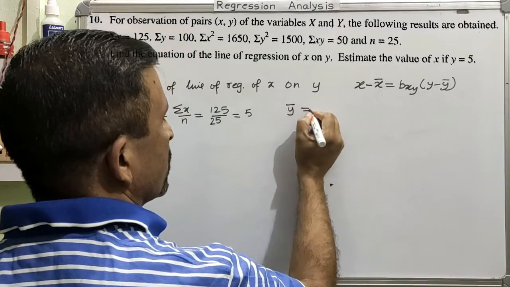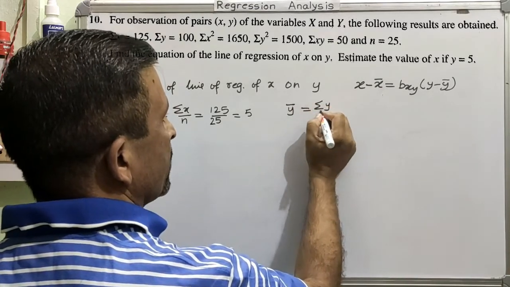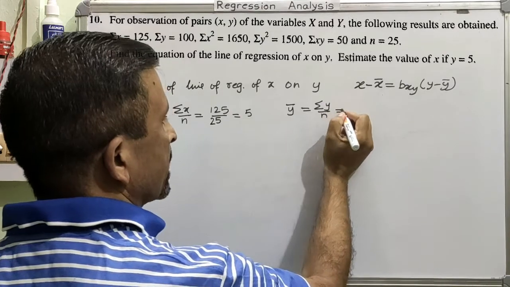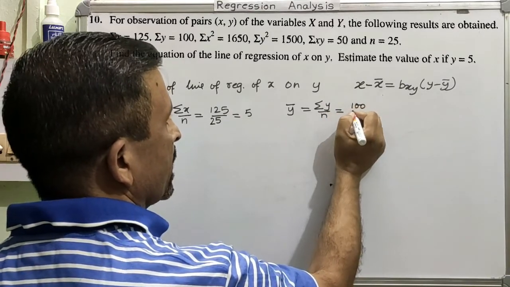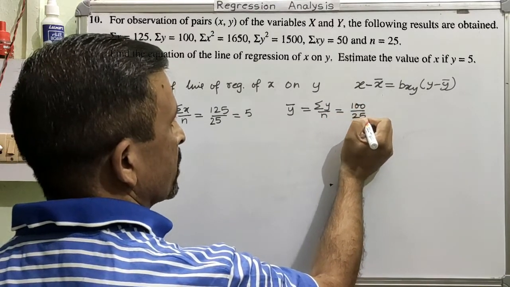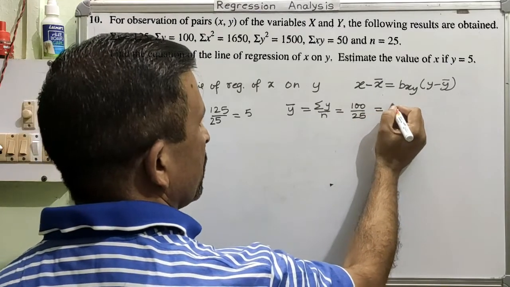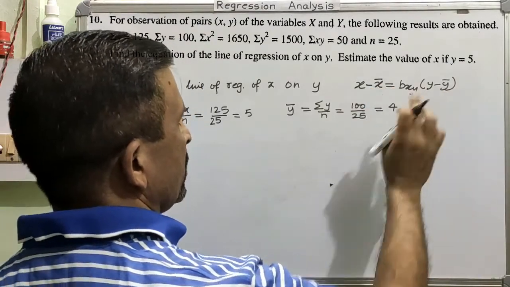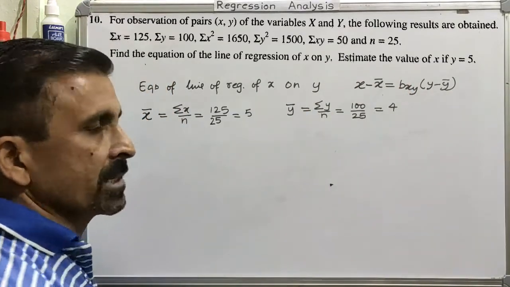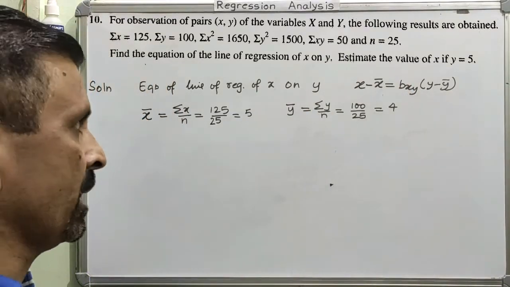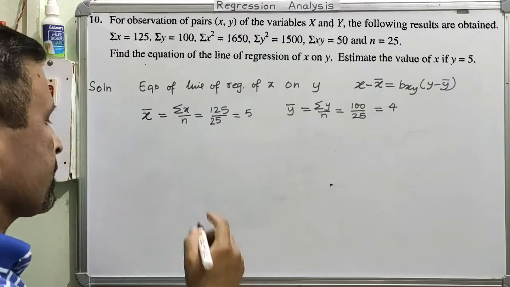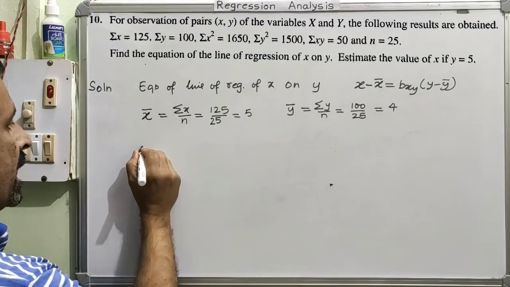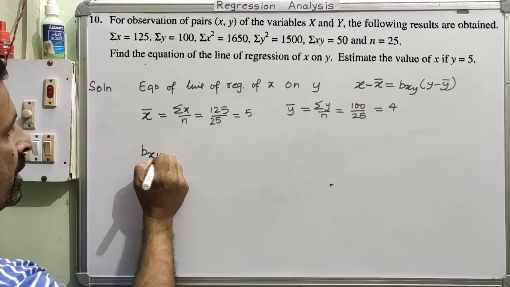Y mean is equal to sum of all the y divided by again n. And sum of all the y is 100, and this is divided by once again 25, and therefore your y mean is equal to 4. So now you are ready with these two values. Now what is left is regression coefficient of x on y. So let us calculate first of all that regression coefficient of x on y.